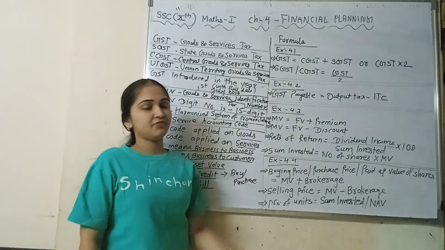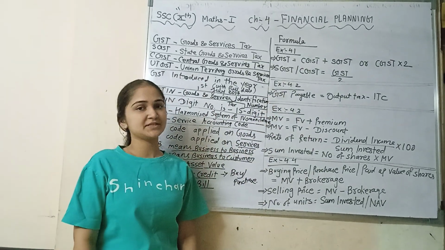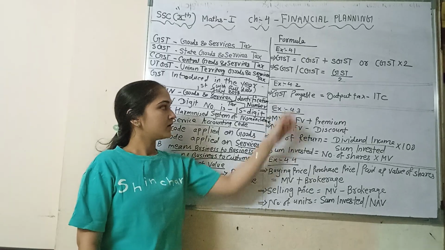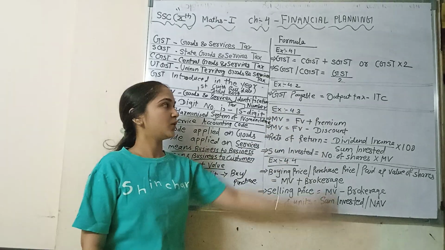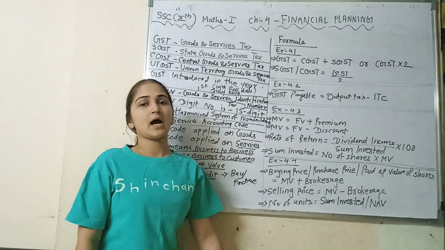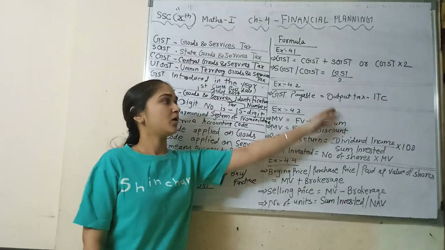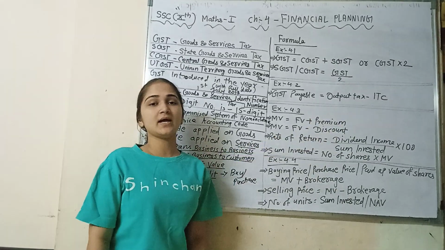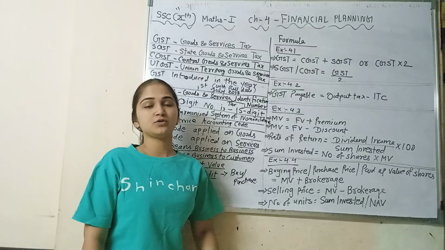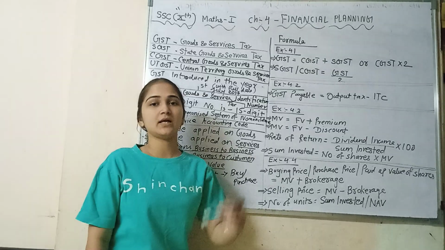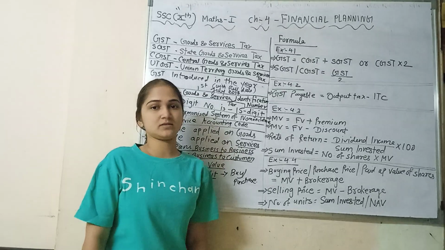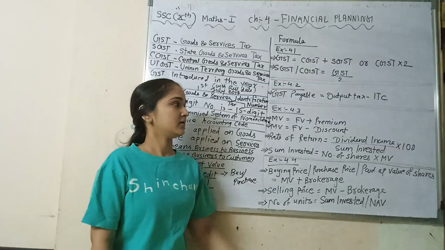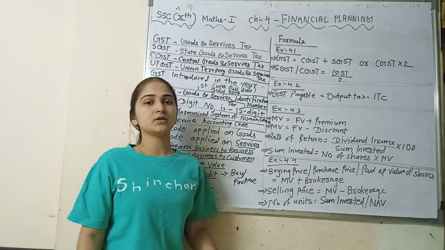Now we will see the formula in exercise 4.2. GST payable is equal to output tax minus ITC. Now what is output tax? Output tax is when we are selling something to a customer and collecting some tax through the sale, that is called output tax.